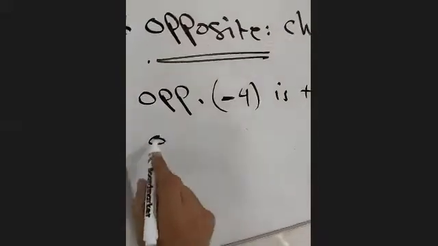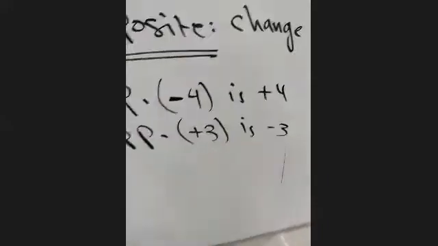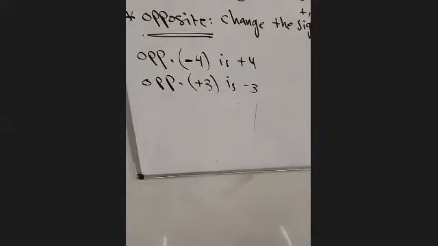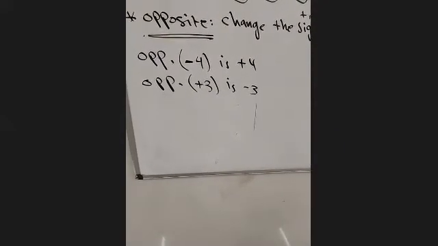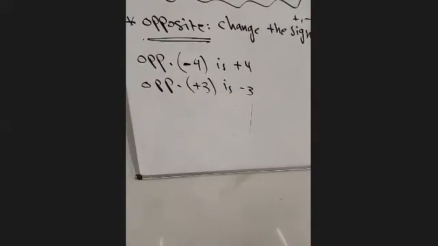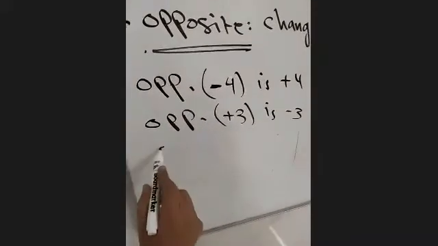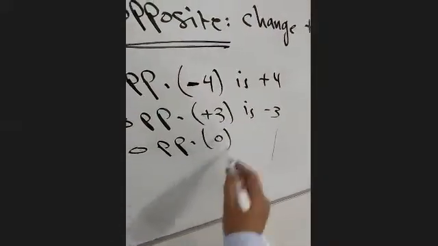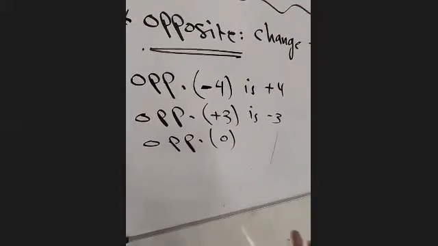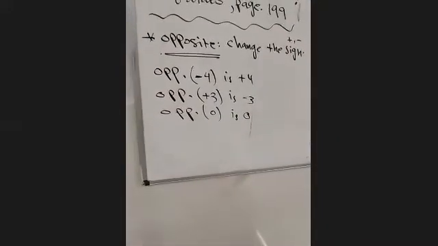Opposite of +3 is -3. Easy. So opposite of -4 is +4. Opposite of +3 is -3. It means to find the opposite of a number, just change its sign. Do the opposite direction. Now, opposite of 0: yesterday we said 0 has no sign. It's neither positive nor negative. So opposite of 0 is the same 0.